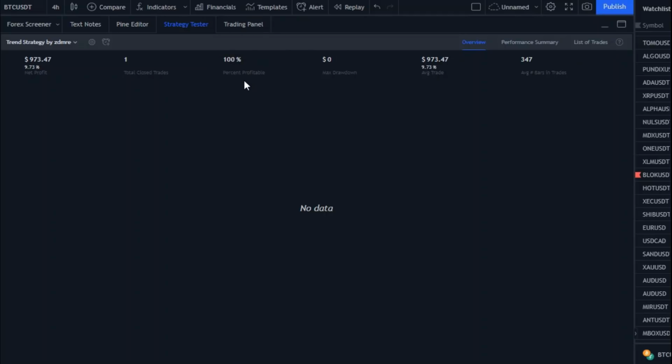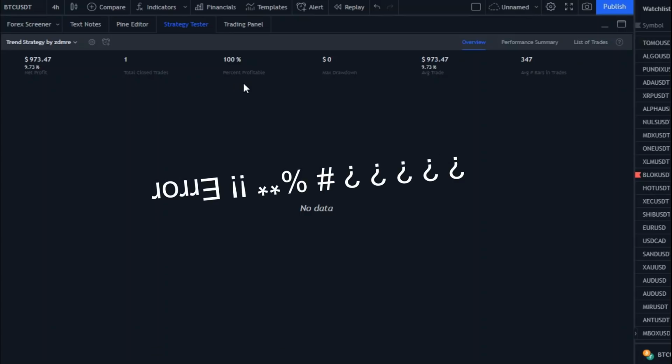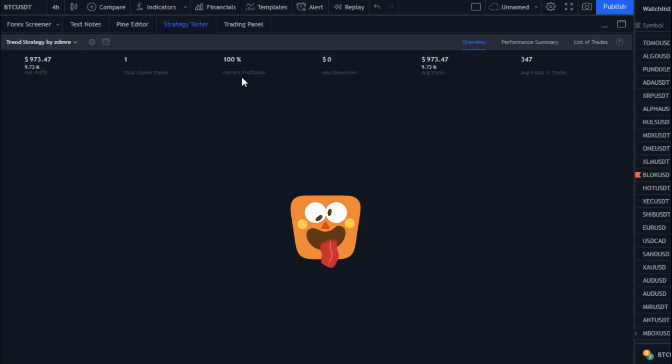Well, percent profitable is the percentage of winning trades generated by a strategy, calculated by dividing the number of winning trades by the total number of closed trades generated by a strategy. Well, I did not understand anything. Let's explain it in our own way.